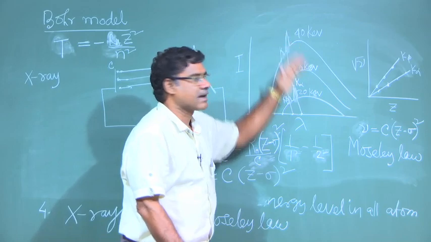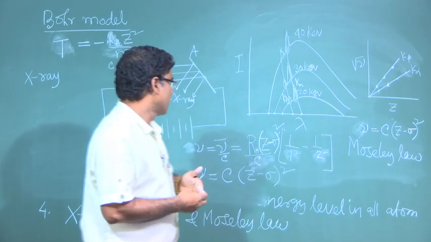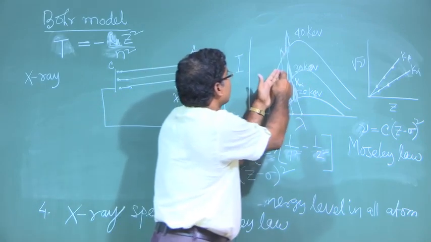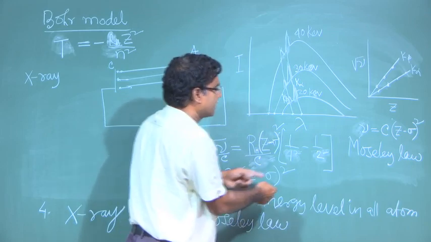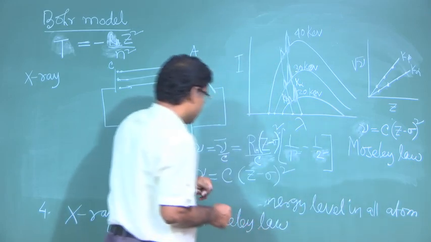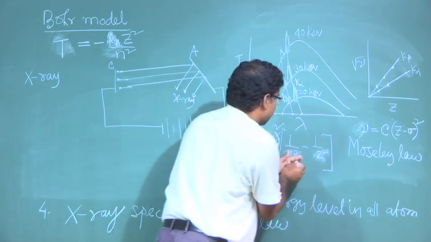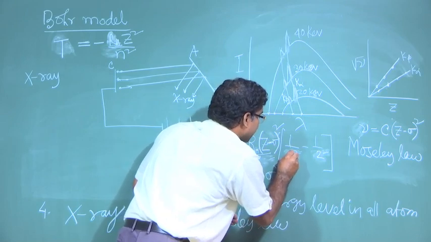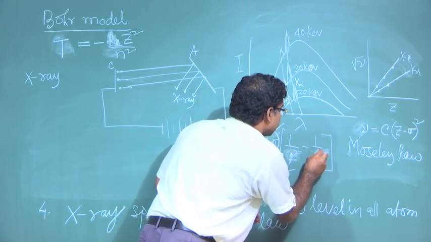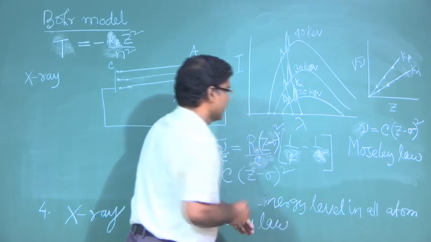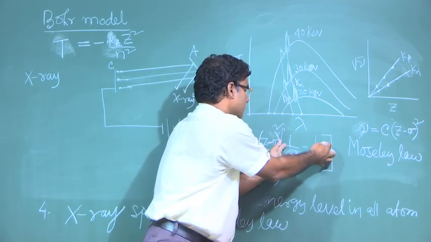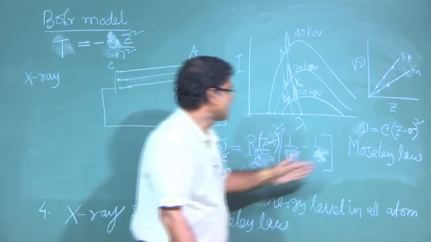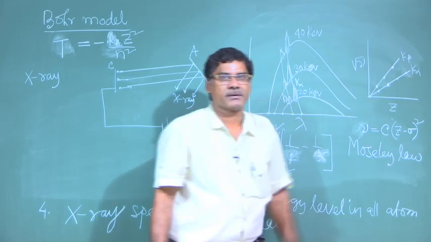So these peaks basically come from the transition from one energy level to another energy level. For K alpha, and for K beta, it is the transition from n1 equal to 2 to n2 equal to 3. Again there is a constant, some value, so this c will be different from the earlier c. It is basically showing the slope, so the slope will be different.